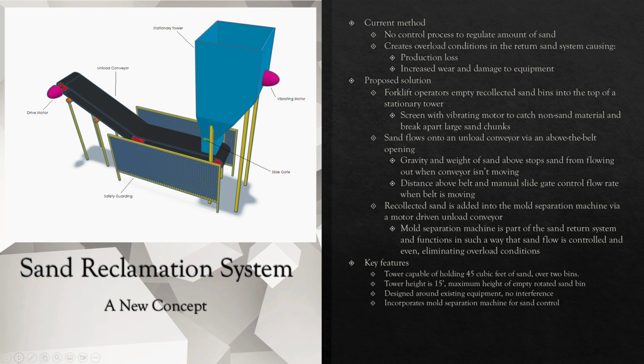The current method for introducing recovered sand is to forklift bins of recollected sand and rotate them directly onto a belt that is part of a series of equipment that reintegrates the sand and molds separated from the cooled castings back into the mold making process. However, the amount of recollected sand added to the belt is subjective to the skill of the forklift driver.